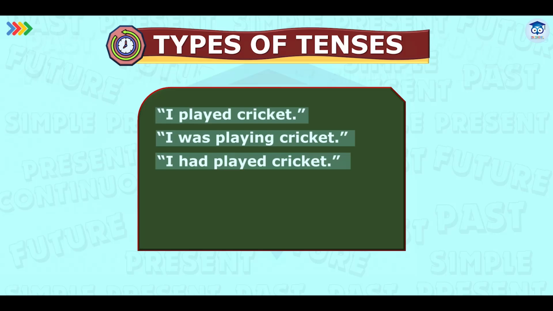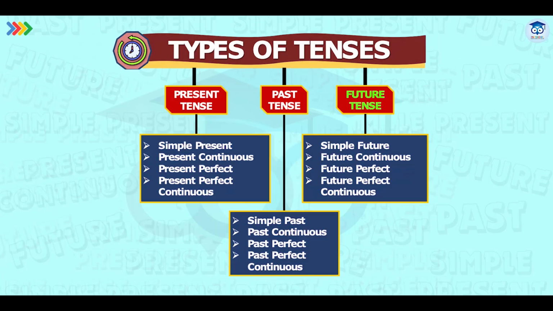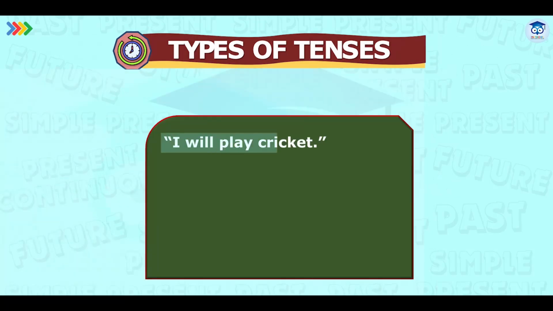And finally, I had been playing cricket is past perfect continuous, which is used to show a past action that was continuing before something else happened. Now for the future tense. To start with, I will play cricket. This is simple future for actions that will happen later.